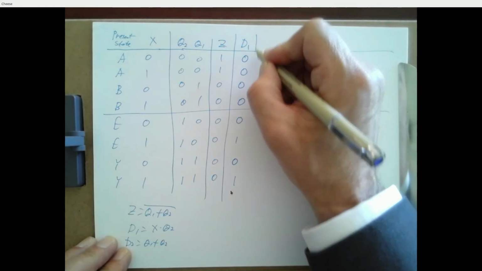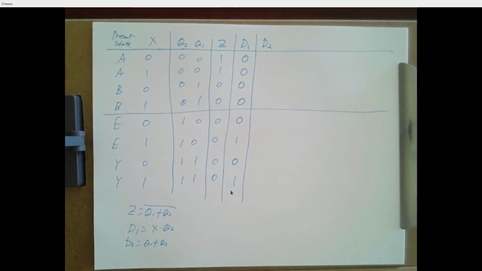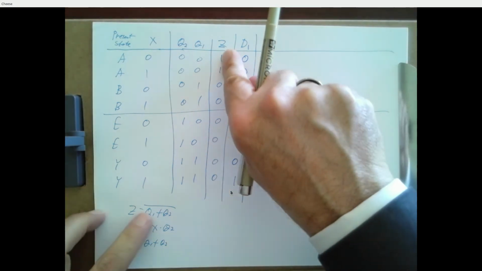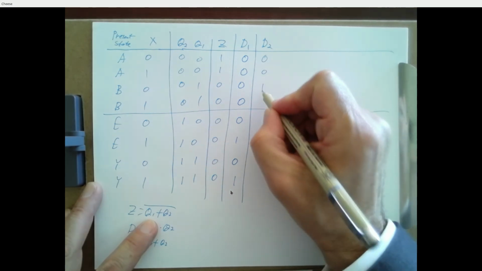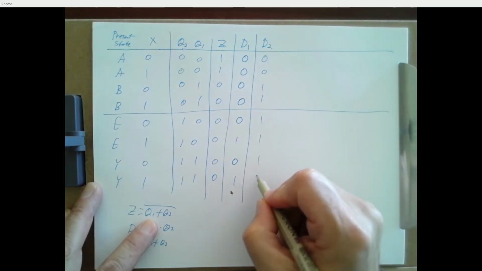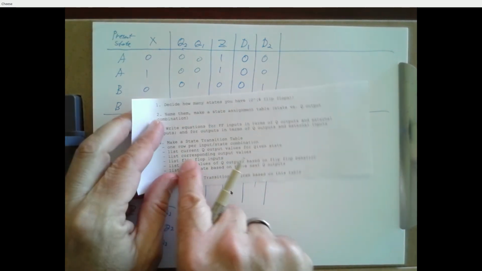All right, D2 is Q1 ORed with Q2. Anyone know a shortcut for doing that? Yeah, it's just the complement of Z, because this was Q1 or Q2 bar. So I'm just going to flip the Z column. I'm going to have faith that we did Z correctly. There's D2. All right, I'm going to make it to lunch at this rate. All right, so we've got the flip-flop inputs.